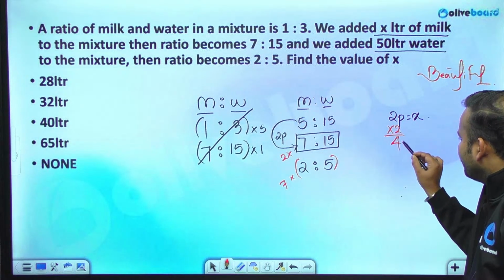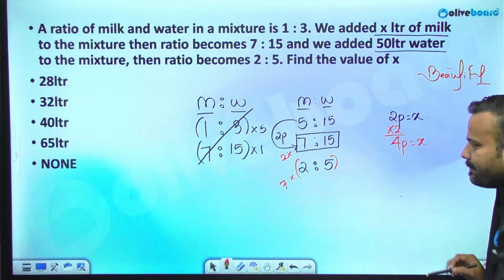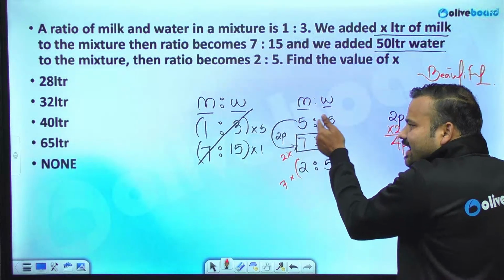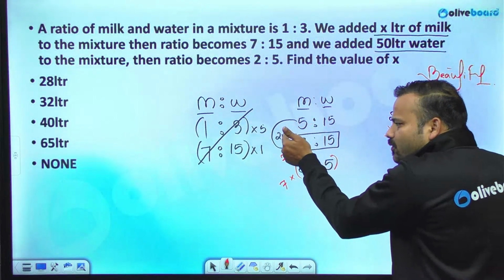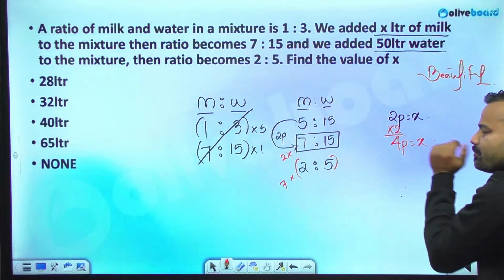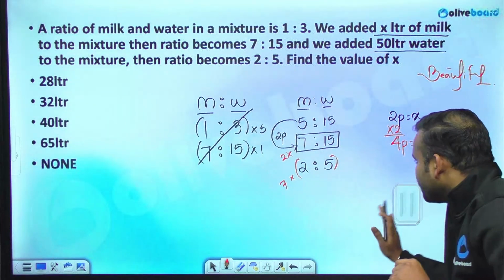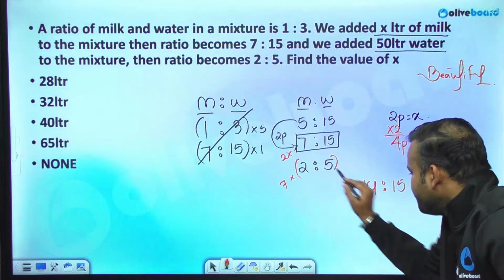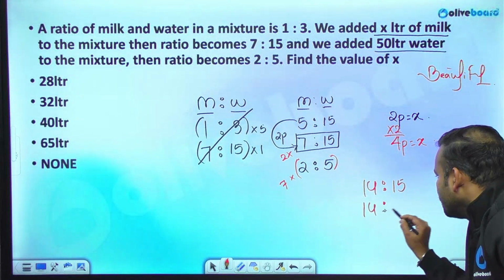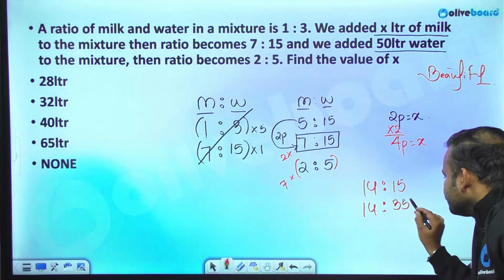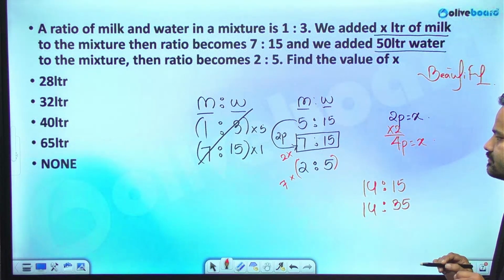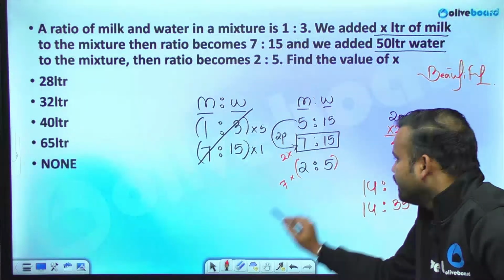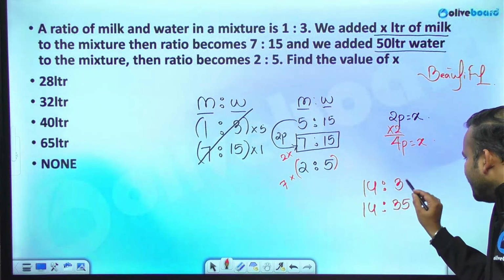So 4 point will be equivalent to x now. I am multiplying the above equation by 2. If you are multiplying this by 2, even this entire thing will be multiplied by 2. So 2 point will also be multiplied by 2, that is 4 point. So now the ratio is what? Ratio is 14:15, and it becomes 14:35. Sorry, this is 14:30. When multiplied by 2, this is 14:30 and 14:35.